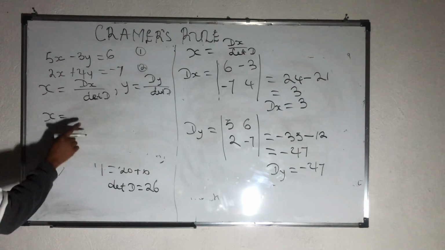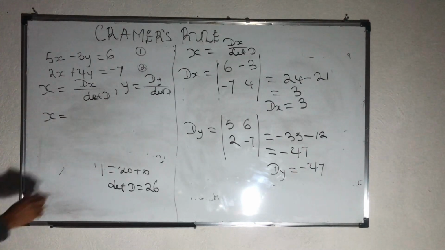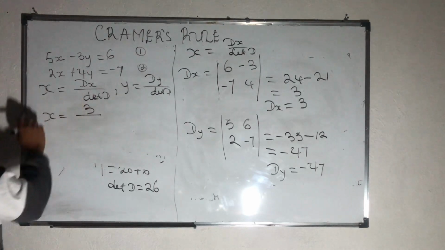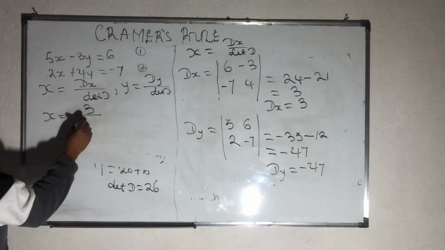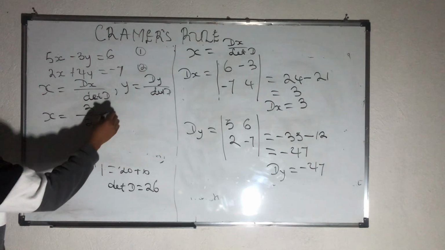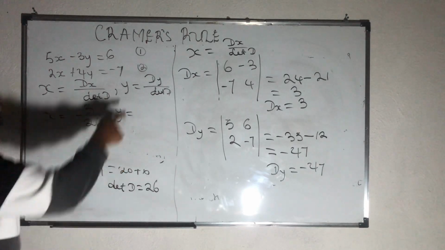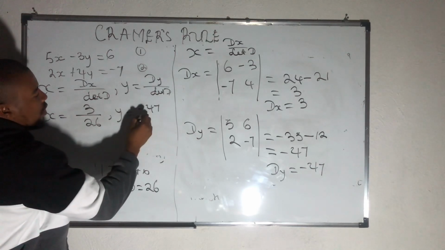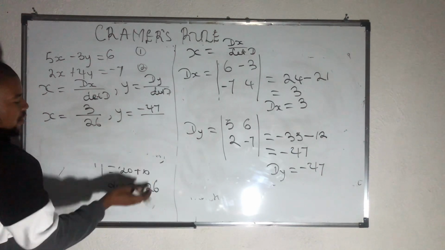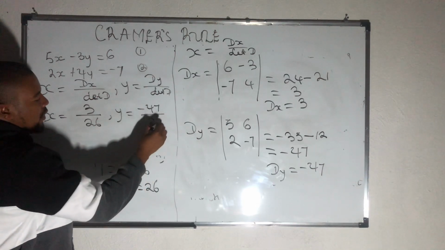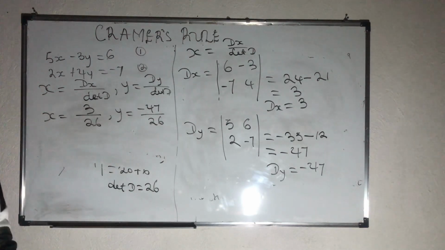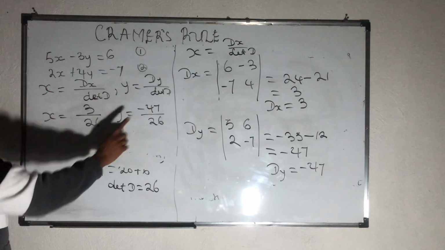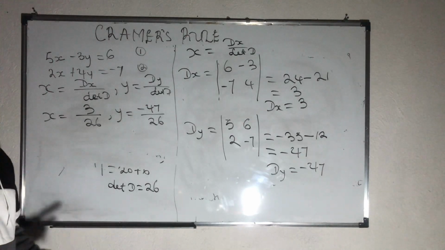Okay, let's go ahead and plug in our values to solve for x and y. X is equal to, the determinant for x is 3, all over the main determinant, which is 26. And for y, this is equal to the determinant for y, negative 47, all over the main determinant, which is 26. Hence, we are done. X is equal to 3 over 26 and y is equal to negative 47 over 26.